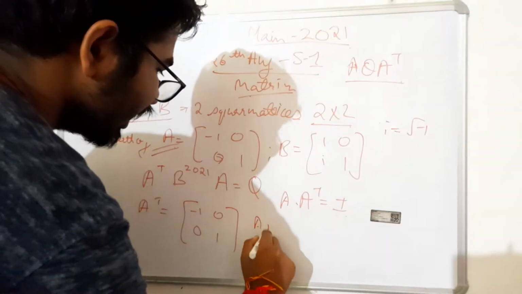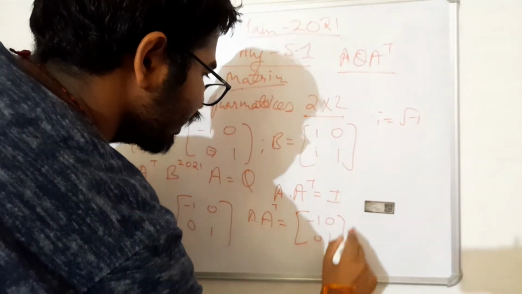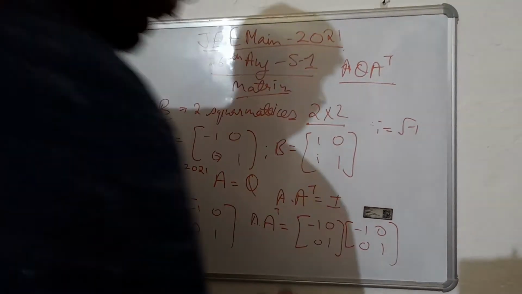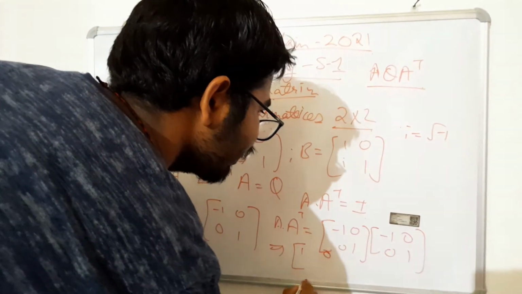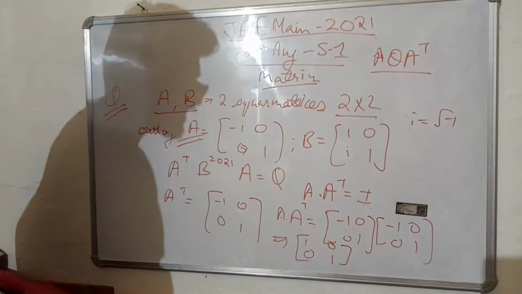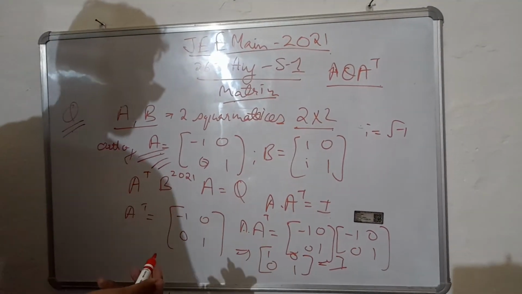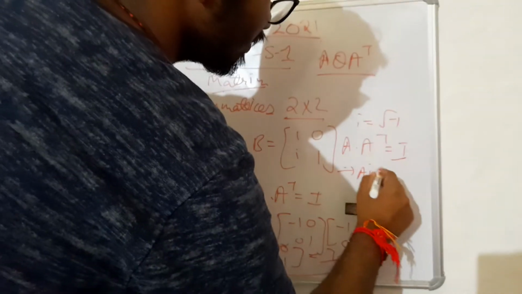Now multiply A with A transpose, we get minus 1 0 0 1 multiplying with minus 1 0 0 1. Oh, it's identical. It comes out to be 1, 0, 0, 1. We have got the identity matrix. What we were expecting from this question, that this matrix could be the orthogonal matrix, has come to be. From our finding here, we can conclude that since A into A transpose equals I, therefore A is an orthogonal matrix.